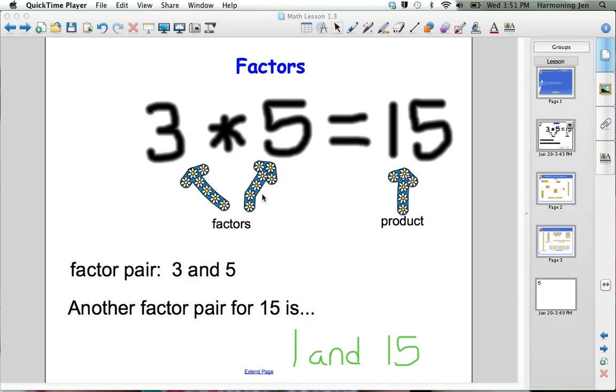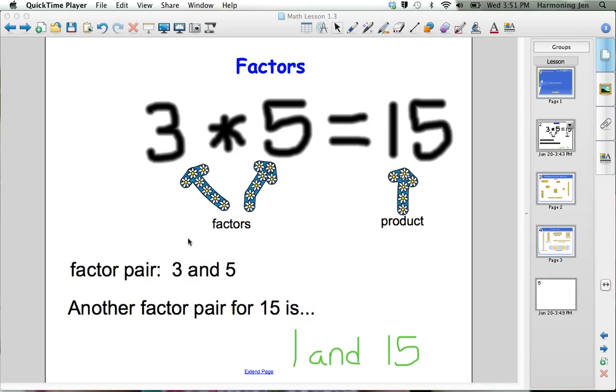Now 3 and 5 are our factors in this problem. 15 is the product. Remember, the product is what we call the answer to a multiplication problem. The factors are the two numbers that when multiplied together make the product.